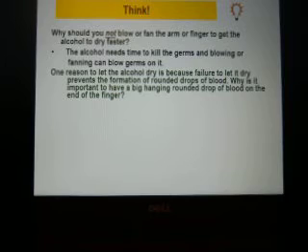Okay, so one reason to let the alcohol dry is because failure to let it dry prevents the formation of rounded drops of blood. Why is it important to have a big, hanging, rounded drop of blood on the end of the finger?